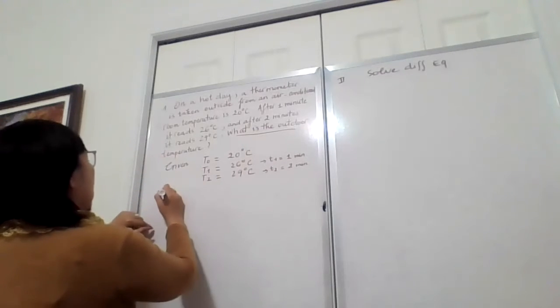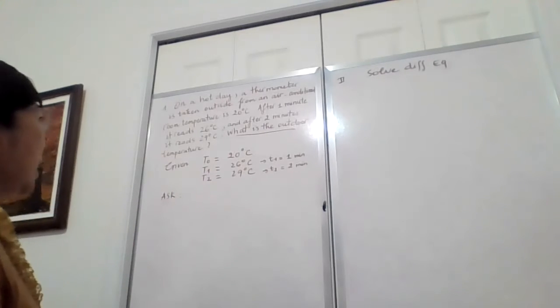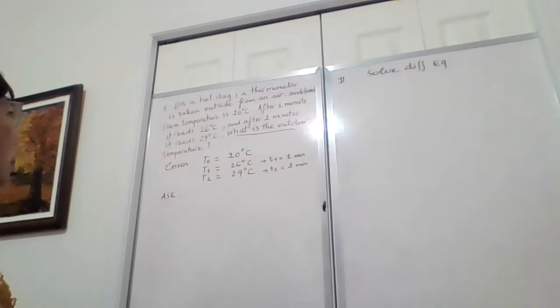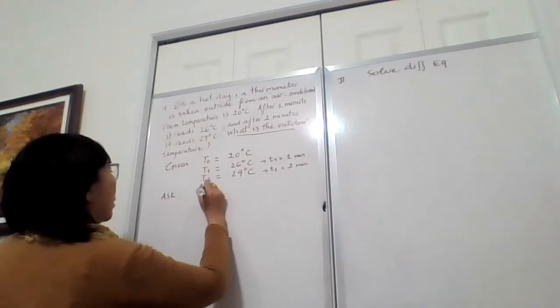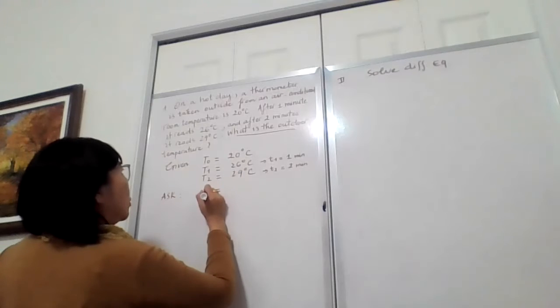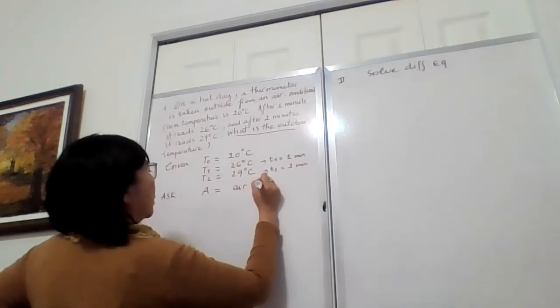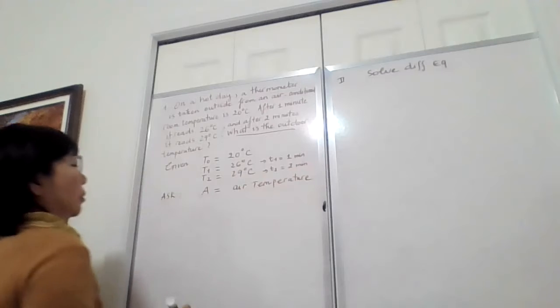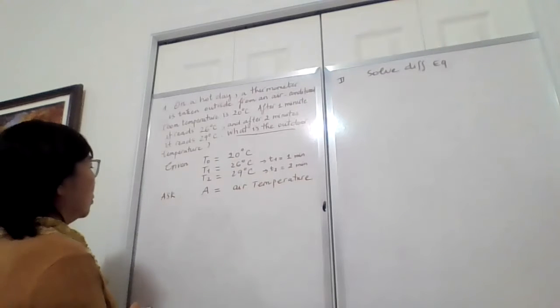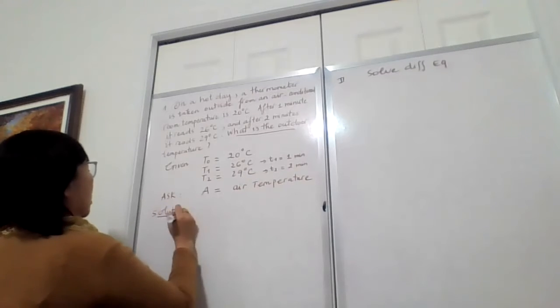Now, what is the question? So that's the given. The question asks, what is the outdoor temperature? Okay, so basically, the question asks for A, which is the air temperature. Okay, so let's see how we can do this question. Solution.